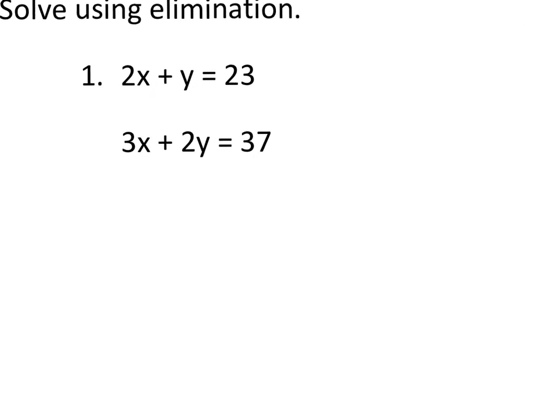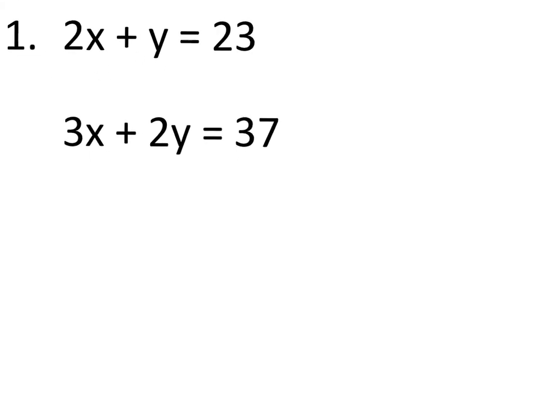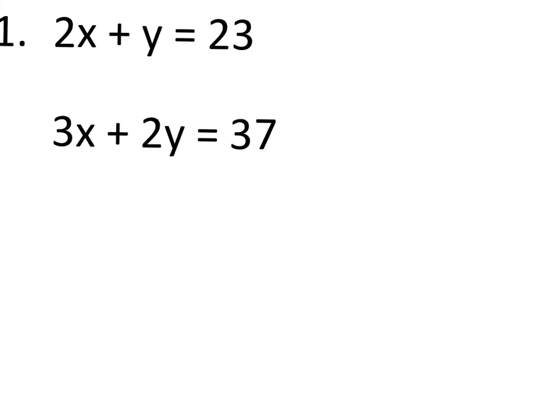So zooming in here on number 1, when we're using multiplication, what we want to do is make one of them look the same. All right, now in this problem, you could make the x's look the same by multiplying this by 3 and this by 2. So when I multiply, I would get a 6x and a 6x. Okay. However, there is an easier way to do it.